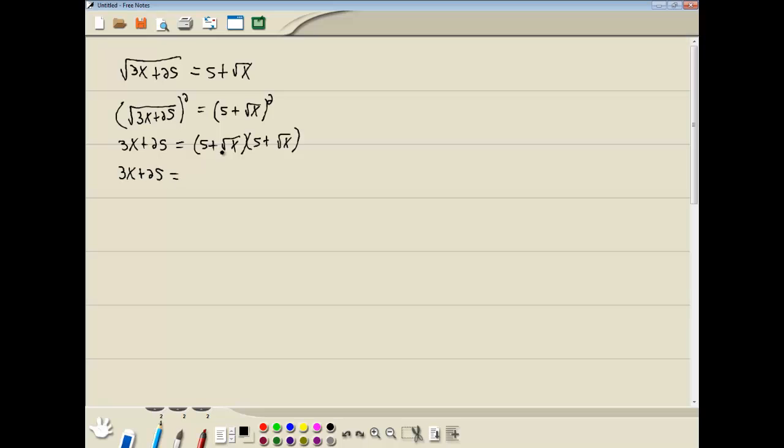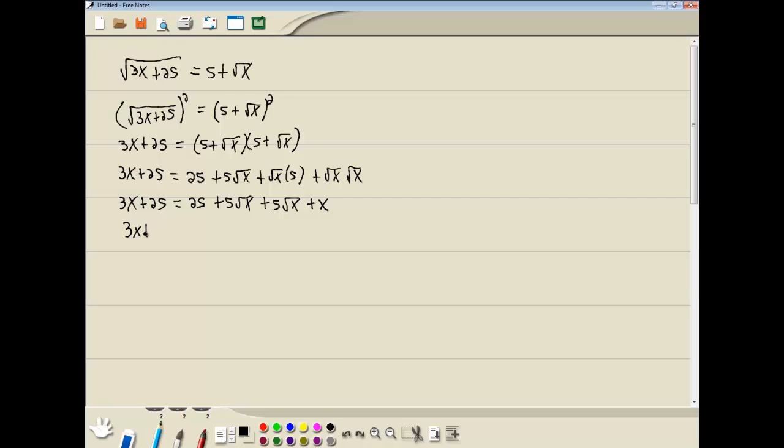Now we're going to multiply those together. 5 times 5 is 25. 5 times square root of x is 5 square root of x. Square root of x times 5. And square root of x times square root of x. FOIL if you learned that technique. So first, outer, inner, last. So we got 25 plus 5 square root of x plus 5 square root of x. And square root of x times square root of x just gives us x. When you're dealing with square roots and they're exactly the same like this, then they just cancel each other away and leave you the x.